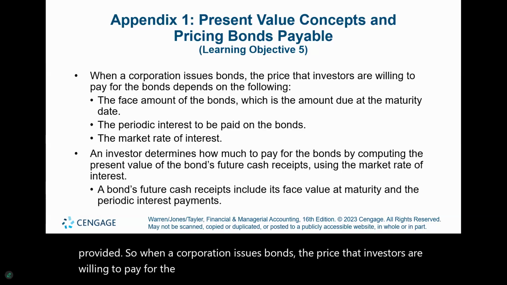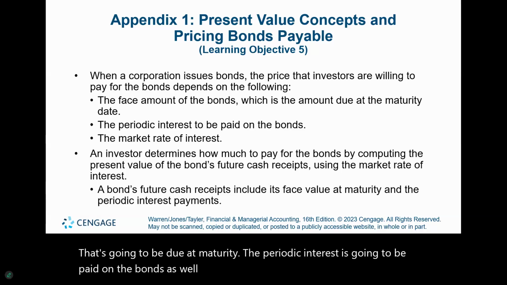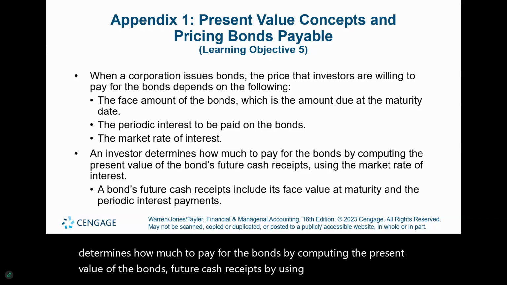When a corporation issues bonds, the price that investors are willing to pay depends on the following: the face amount of the bonds, which is the amount due at maturity, the periodic interest that's going to be paid on the bonds, as well as the market rate of interest. An investor determines how much to pay for the bonds by computing the present value of the bond's future cash receipts using the market rate of interest.